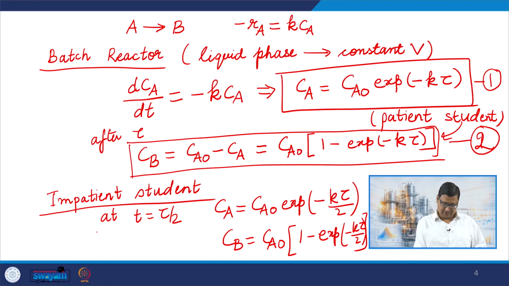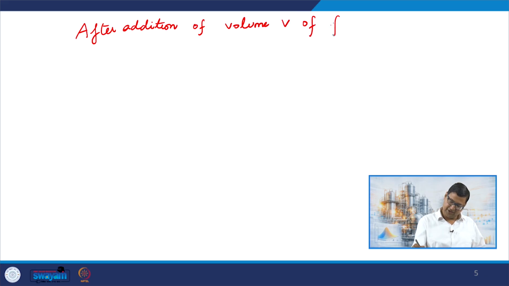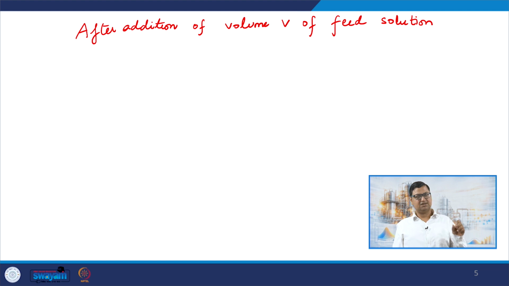So, this is before the addition of another volume of feed solution. Let us see what is going to happen after the addition. After addition of volume V of the feed solution, what we need to keep in mind, where often people make mistakes, is to note that both the concentration of A and B are going to change, because in the feed solution there is no B, and the concentration of A in the feed solution is again Ca naught.